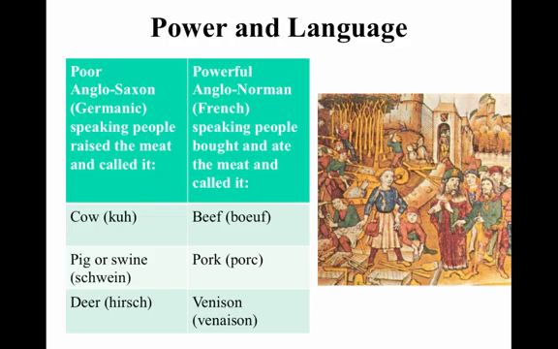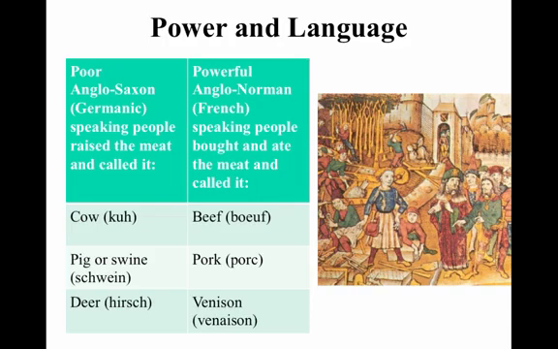Anglo-Norman is related to French, so they came over from France, and the Anglo-Saxons were Germanic, and they were the people who lost the war. As they lost the war, the Germanic people, the poor people, had to raise the meat, but the French-speaking Anglo-Norman people were the ones who had the money and the power to buy the meat and eat it. And so you can see that in the words that we use for animals versus the meat from the animals today.